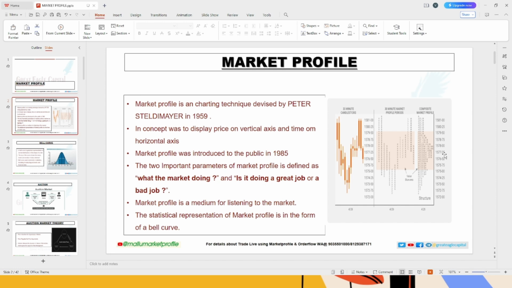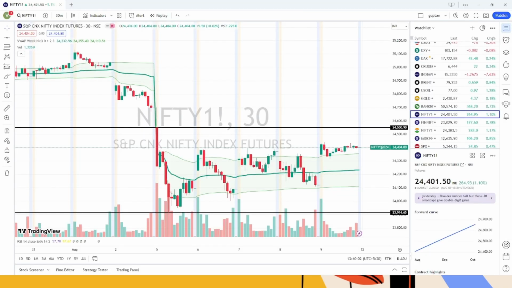The second thing is that market profile is also a medium of listening to the market. Purely, every charting pattern is a medium of listening to the market. For example, if you look at the market profile charts of any software, any index, or if you look at candlestick patterns, you are able to identify things. For example, I will show you. The thing is that this is the candlestick pattern of the last one week of Nifty futures.